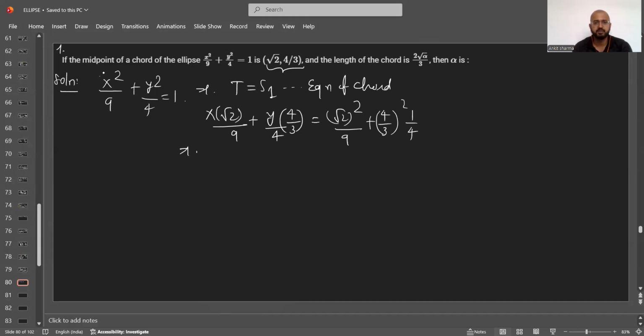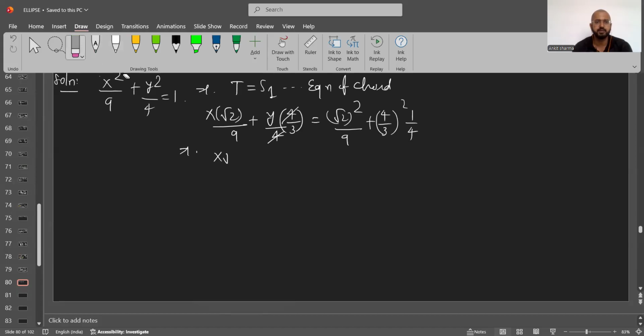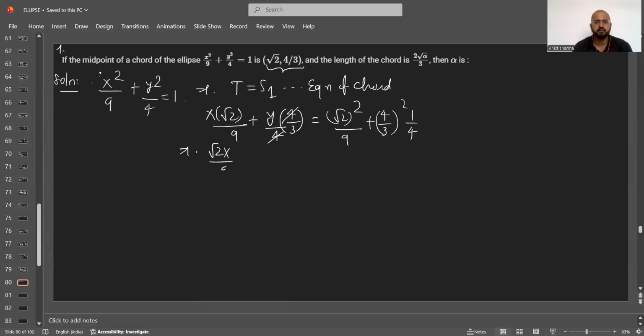We can even simplify further. So this 4 and 4 get cancelled, and so I get root 2x by 9 plus y over 3 is equal to root 2 square, which is 2 over 9, plus 4 square over 4, where one of the 4s gets cancelled and I get only 4 by 9. So I can write down 3 here and 3 here, so that the entire 9 is gone. So I get root 2x plus 3y is equal to 6.